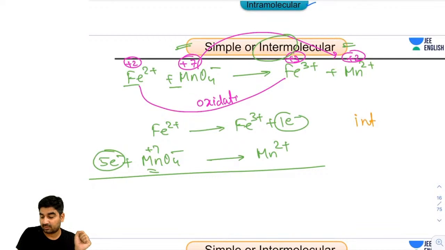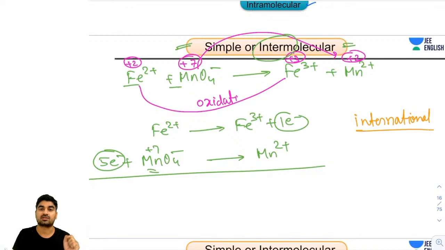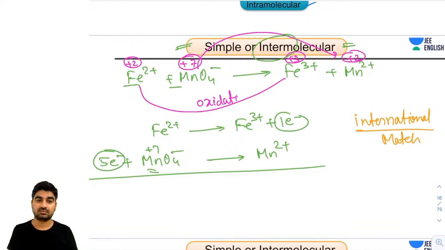You might have heard about international. So what is international? International match. What is an international match? International match is between two nations. So intermolecular means between two molecules. Intermolecular means between two molecules.